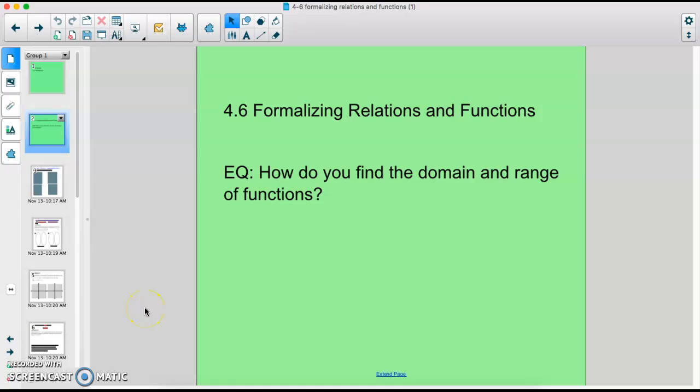All right, welcome to 4.6. We're skipping sections 3, 4, and 5. We're jumping from section 2 to section 6, so make sure you're in the right spot in your note packet. We're going to be formalizing relations and functions today, and our essential question: how do you find the domain and range of functions? This will be split into two parts. We're going to cover it over 2 days. So this is day 1.